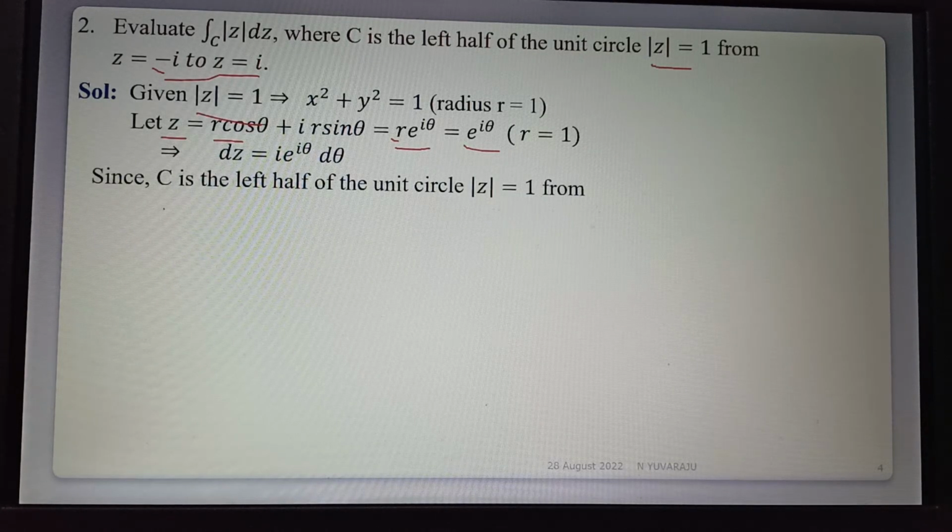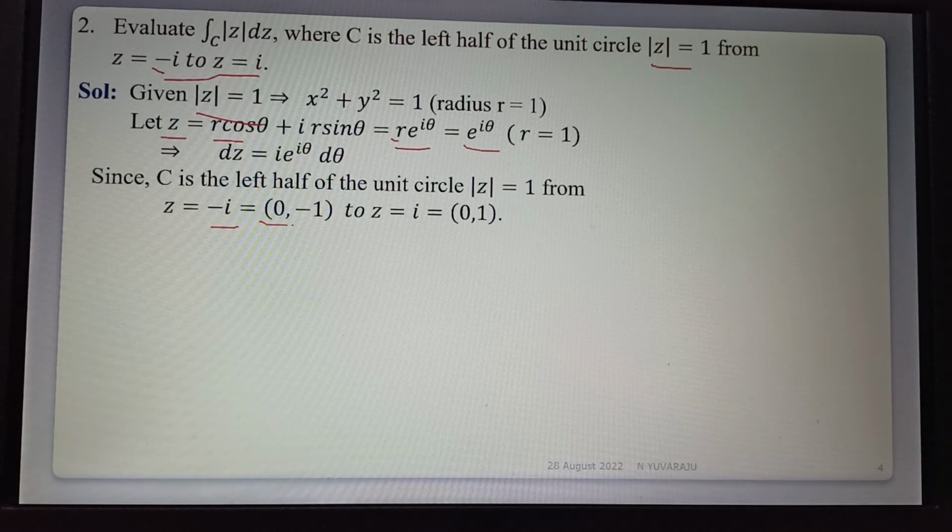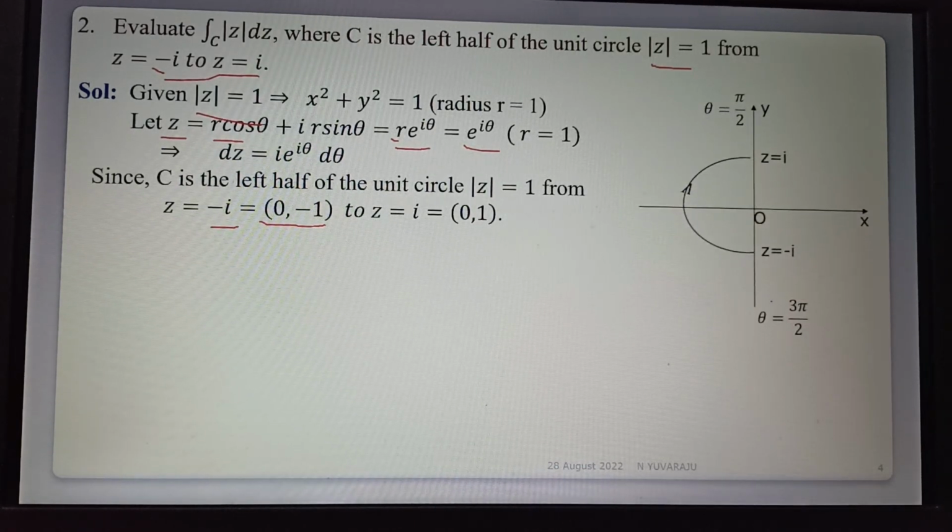Since C is the left half of this unit circle, mod z is equal to 1, from the given points, z is equal to minus i means the point on the y axis (0, minus 1), and z is equal to i is (0, 1). See the graph clearly. This is the y axis and x axis. This is the point z is equal to minus i, (0, minus 1), and this is z is equal to i, that is (0, 1). From here we get the left half circle, including the second and third quadrants. So this is the circle.